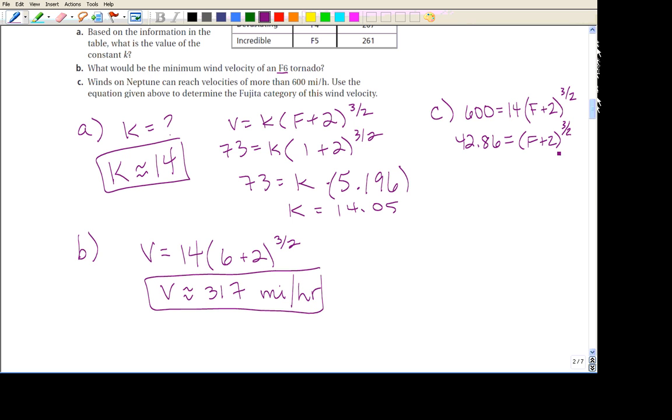to the 3 halves. I want to get rid of that exponent, so I can multiply that by 2/3, and that will cancel out. So I raise each side to an exponent of 2/3. So over there we're left with the F plus 2. And 42.86 raised to the 2/3 power is 12.25. Now I can subtract 2, so I get 10.25. So we'll just go to the nearest category number. So that would be, on Neptune, that's 600 miles per hour, an F10. Just rounded that 10.25 down.